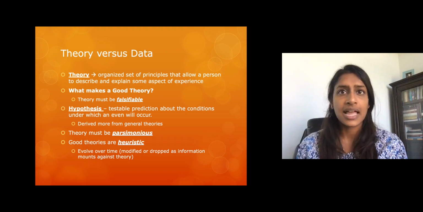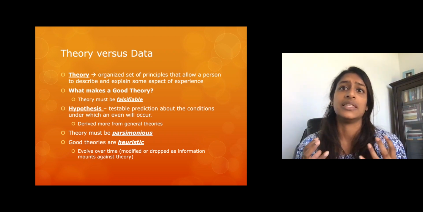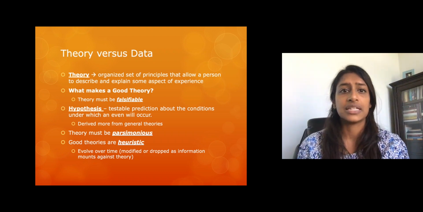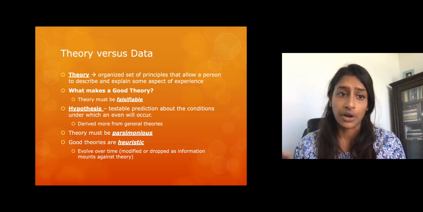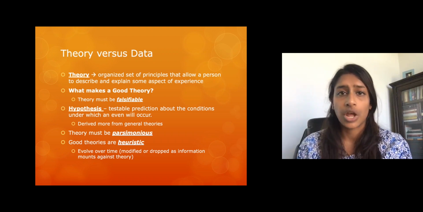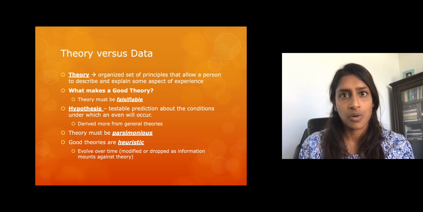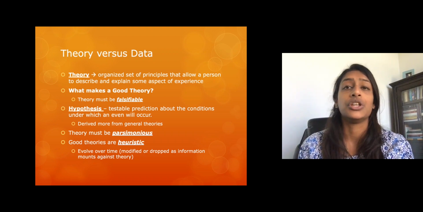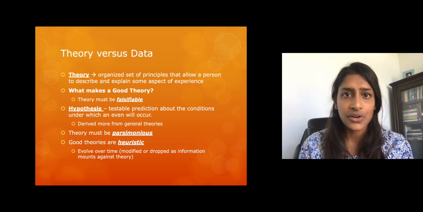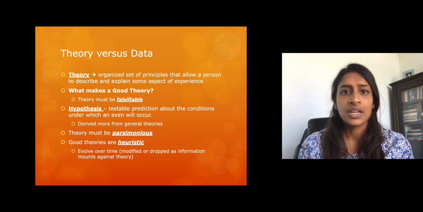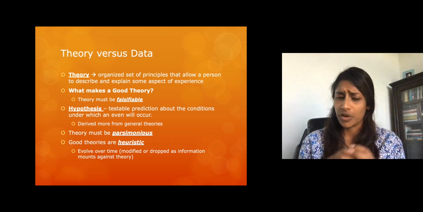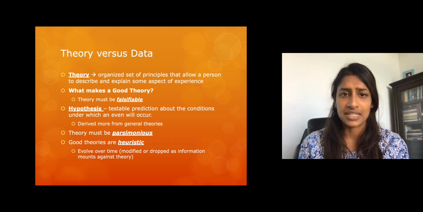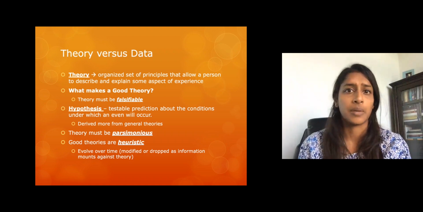Going back to our previous slide, our hypothesis then is going to be this testable prediction about the conditions under which an event will occur. And this can be derived from other general theories. In general, a theory should be parsimonious. And it should have good heuristics, meaning it should be easy to understand and it should be succinct, right? So we should be able to describe this without a lot of jargon, without 15 different sentences. It should be quick and to the point, and we should be able to understand it.